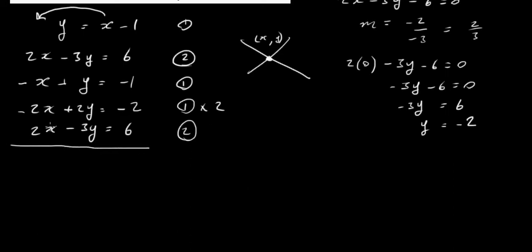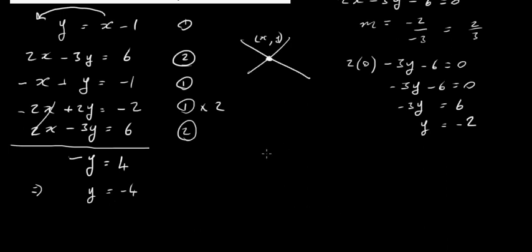Now let's just add these two. We'll have a minus 2x plus 2x, which will give me 0. I have a minus 3y plus 2y, that will give me minus y. I have a plus 6 minus 2, that will give me a 4. So I've got minus y is equal to 4. That means plus y is equal to minus 4. So multiply both sides by minus 1. So now I know y is equal to minus 4.